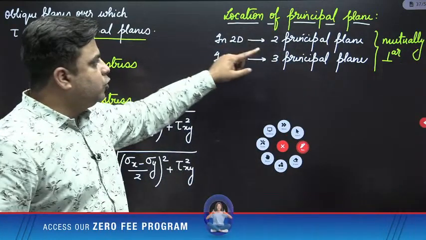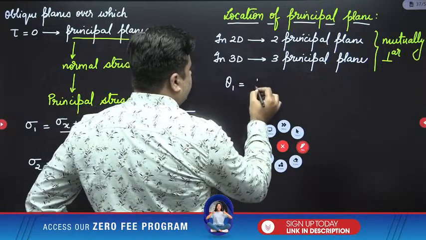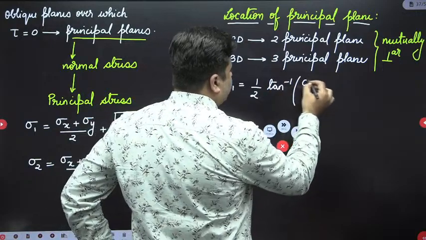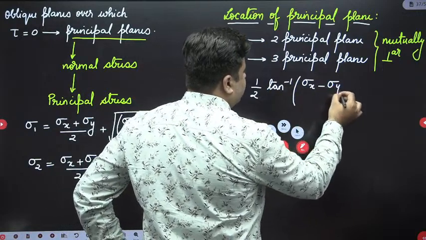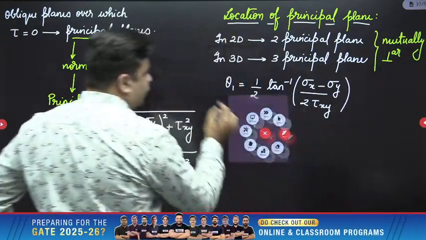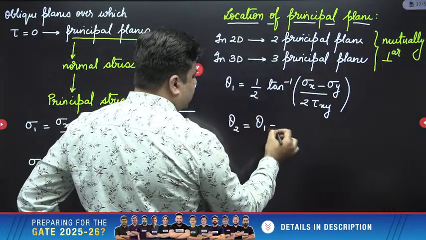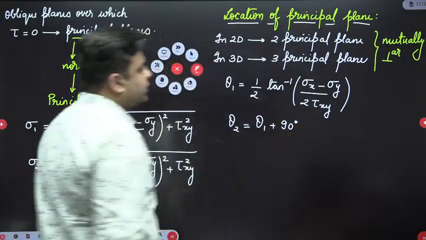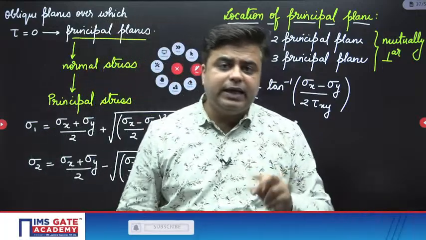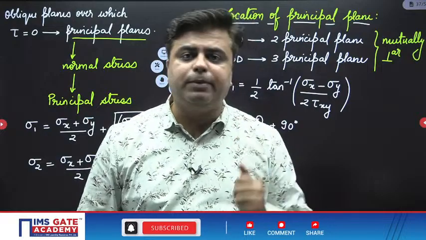Now, if you talk about 2D loading, the location of the first principal plane, theta 1, is equal to 1 by 2 tan inverse of (sigma x minus sigma y) divided by 2 tau xy. This is the location of the first principal plane, and the location of the second principal plane, theta 2, will be equal to theta 1 plus 90 degrees. So this is the location of principal planes in 2D. There will be two principal planes in 2D, and both will be mutually perpendicular to each other.